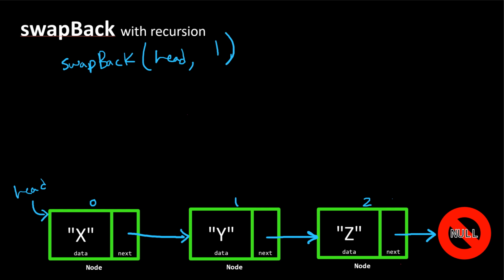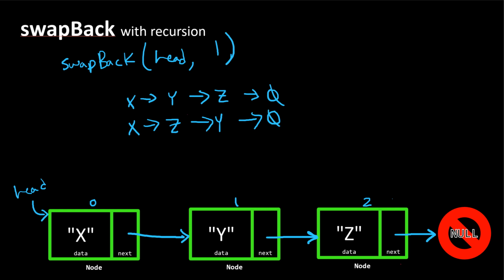So the goal here is we have an input linked list whose elements are x, y, z goes to null, and our output, or the result of calling swap back with head and 1 as the index, should be x, z, y, null. And notice that the element at index 1 was swapped with the one behind it, right? So this will cause these two to swap back.